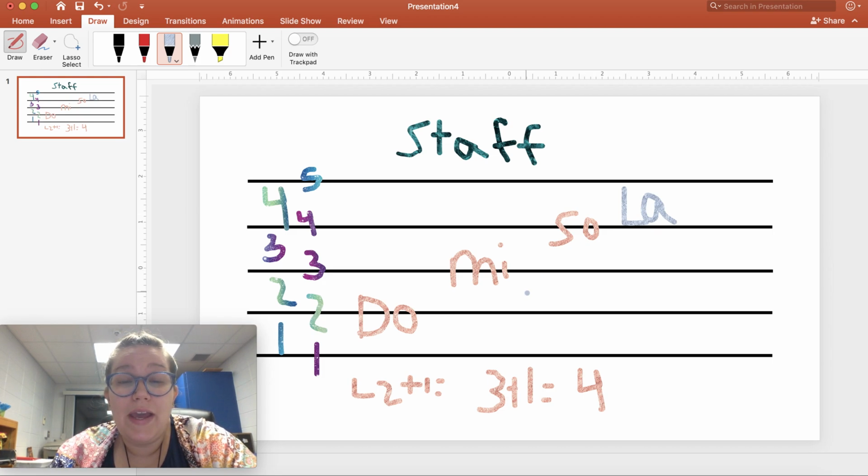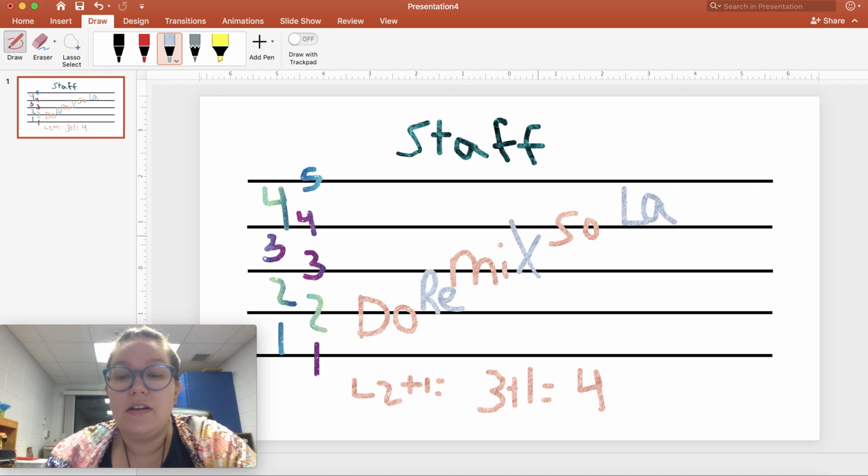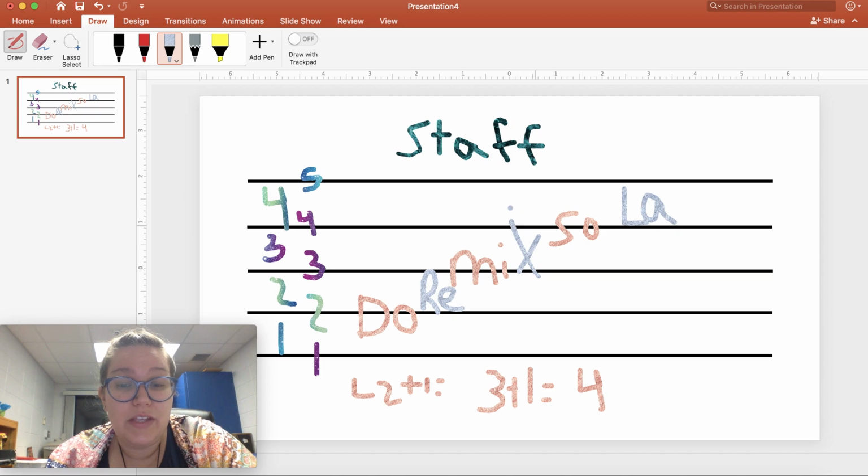Then we have re, who likes to be friends with do and mi, even though they don't look alike. So he sits right between do and mi on the space. So we have line, space, line, and then we have something here that we skip. It's fa, but we're not going to talk about fa yet. And then we have line and space, almost like a pattern if we keep this one in our head.